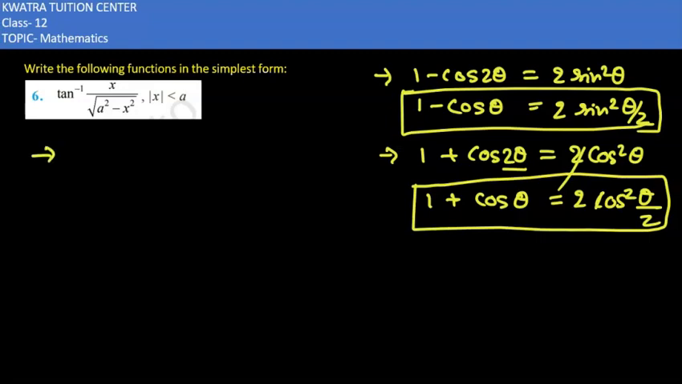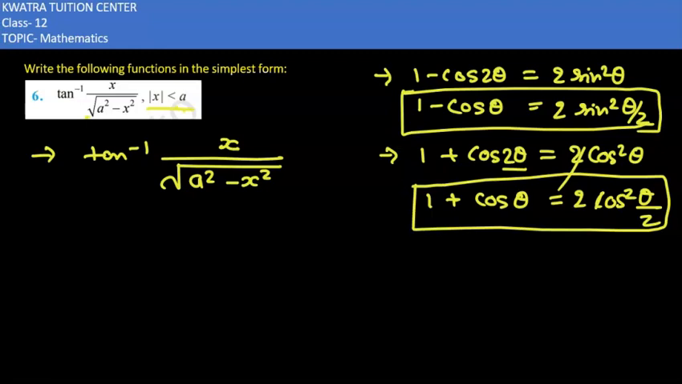Now first of all, we have our function, which is tan inverse of x divided by square root of a square minus x square, and here x is given, the absolute value of x is less than a. So this is our question.